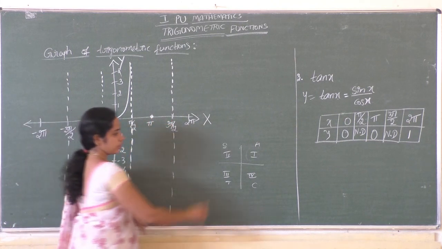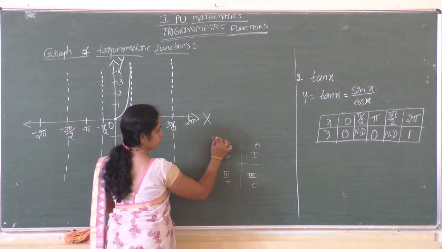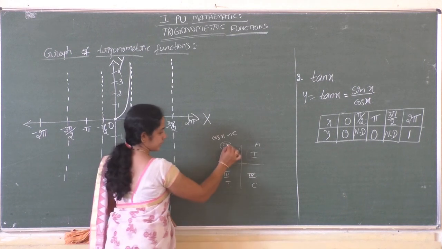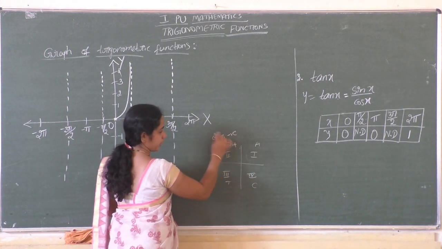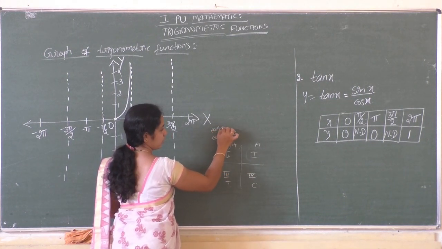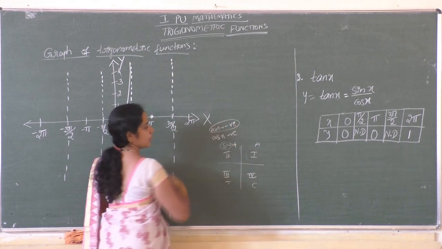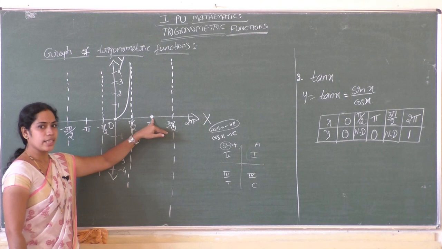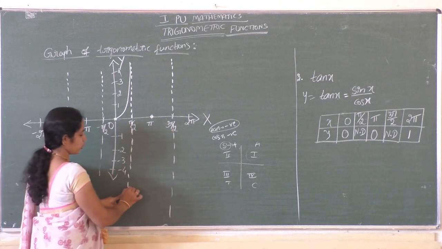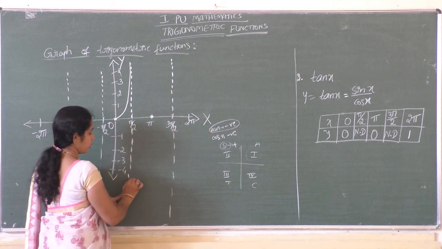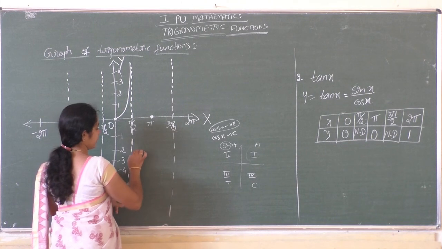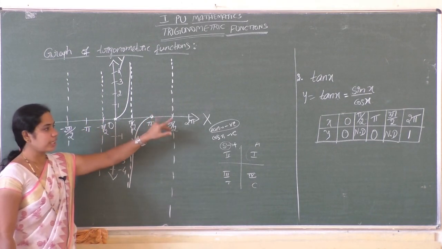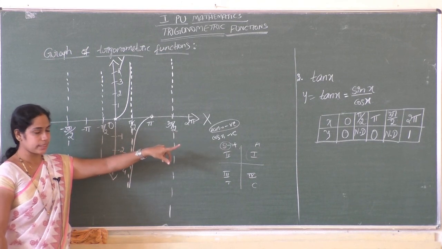In the second quadrant sine is positive, that means cos is negative. Sine positive, cos negative. What about tan? Tan is negative. Correct? Second quadrant only tan is negative. So value increases from minus infinity to 0. Okay? Pi value we have because that is 0.